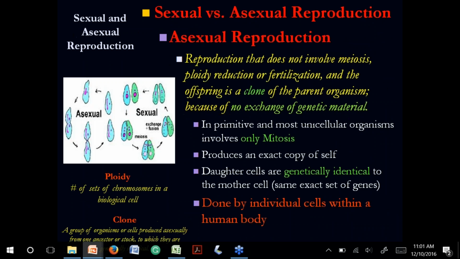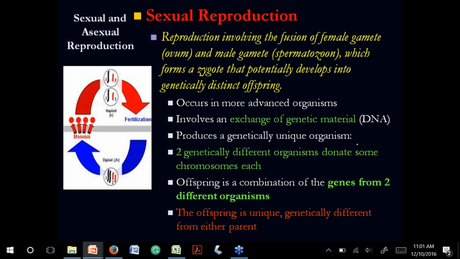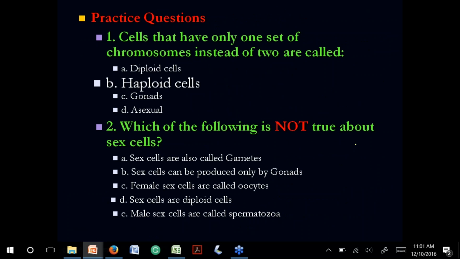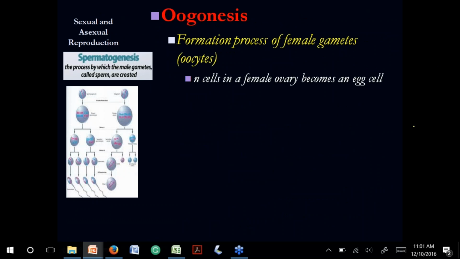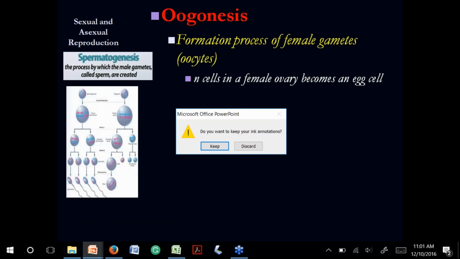All right, so let's keep going with sexual reproduction. We already know sexual reproduction. I'm going to make a small summary here about that. So let me create a page, please. Just a moment.